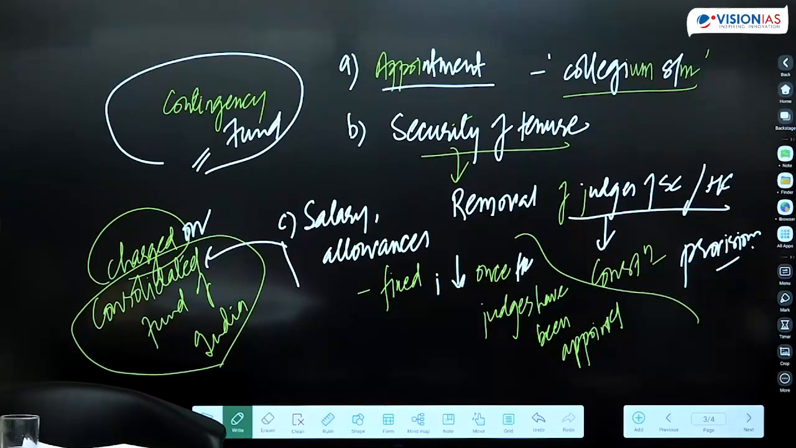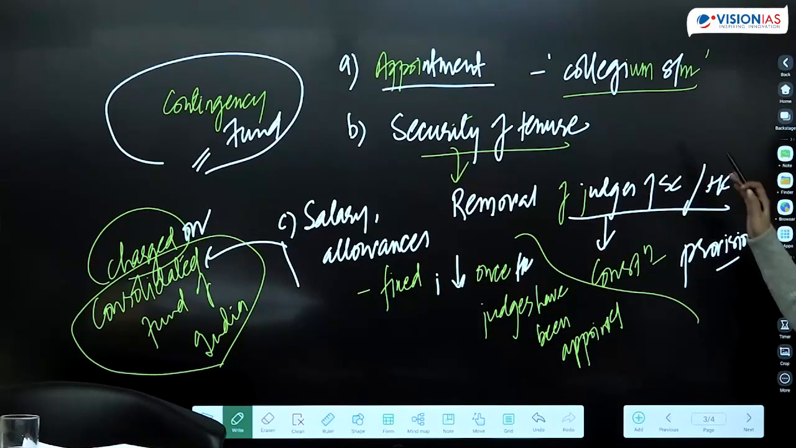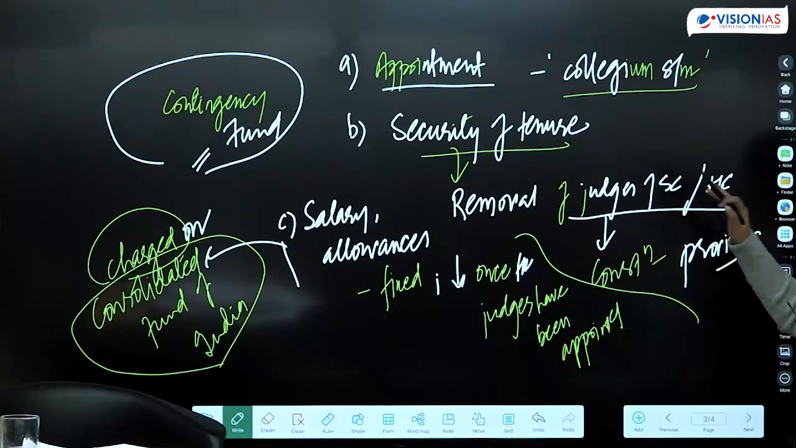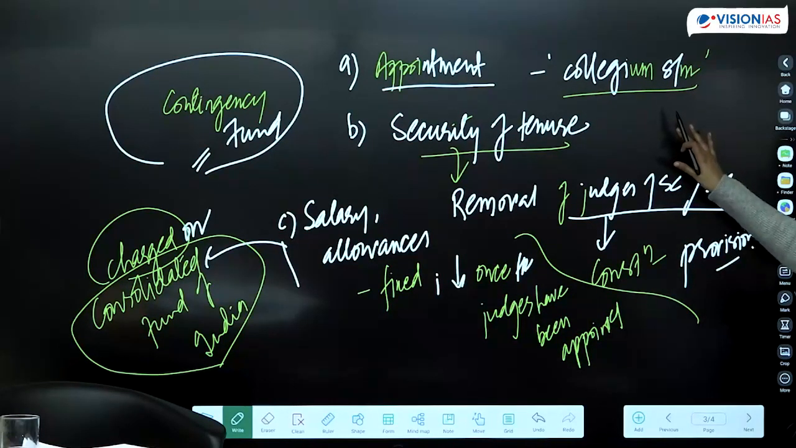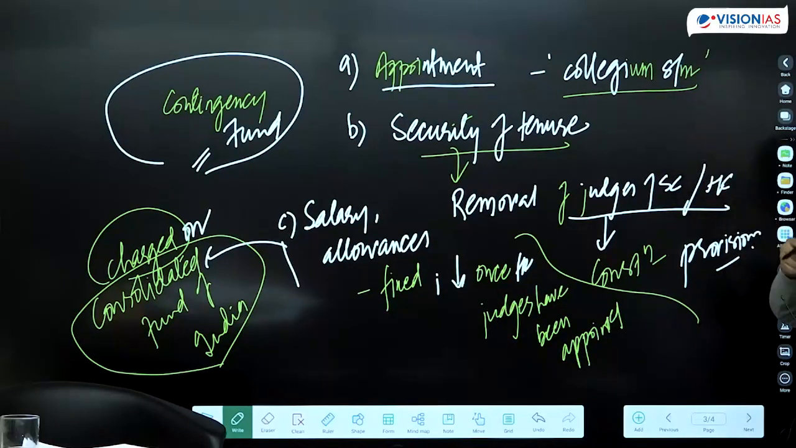Yes. See, this collegium system is not perfect. No system is perfect. Everybody will have fault. So I'm not claiming it to be perfect. I'm just saying that judicial appointment takes place through the collegium system, which results in independence of judiciary. Fine.